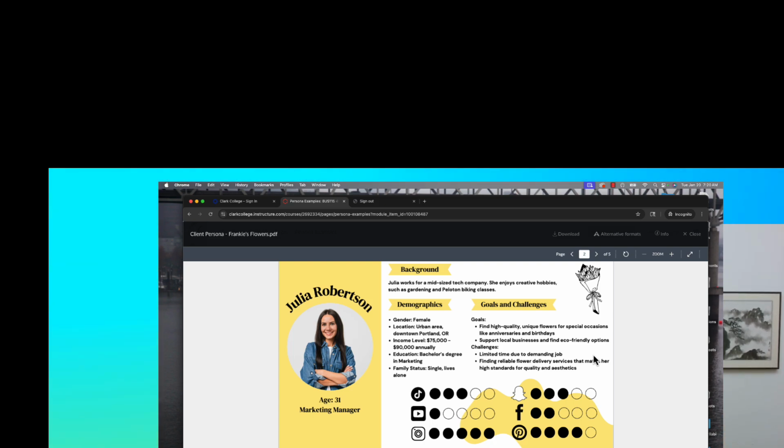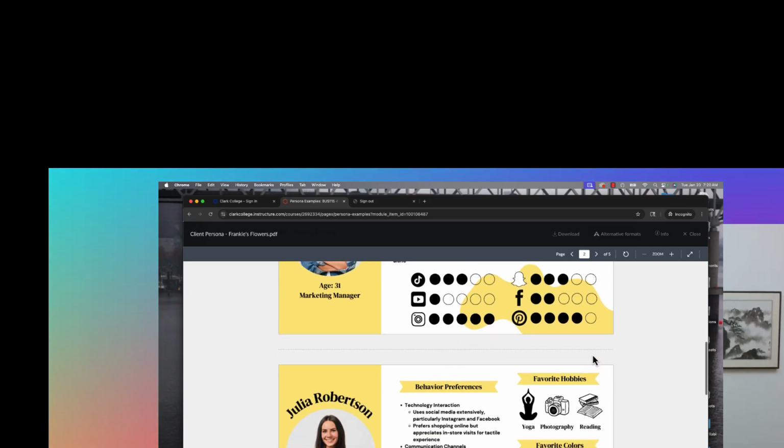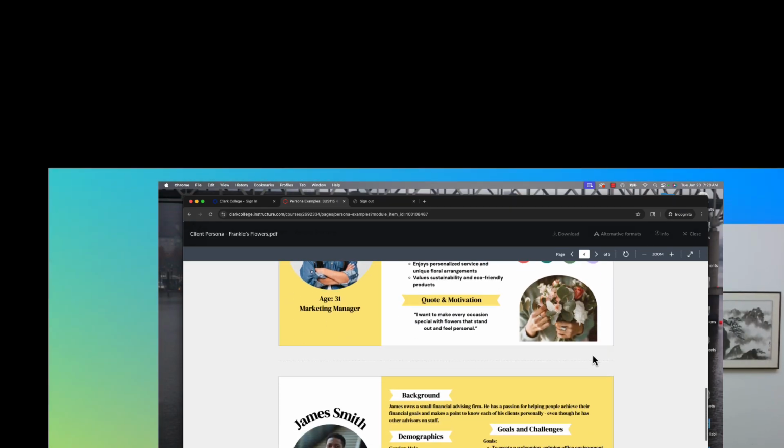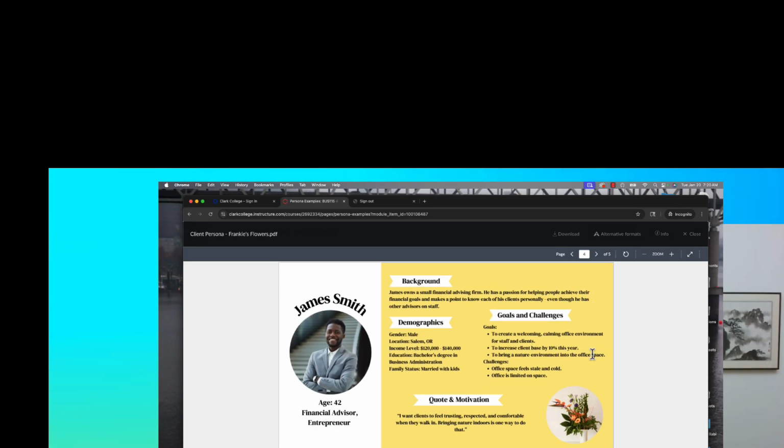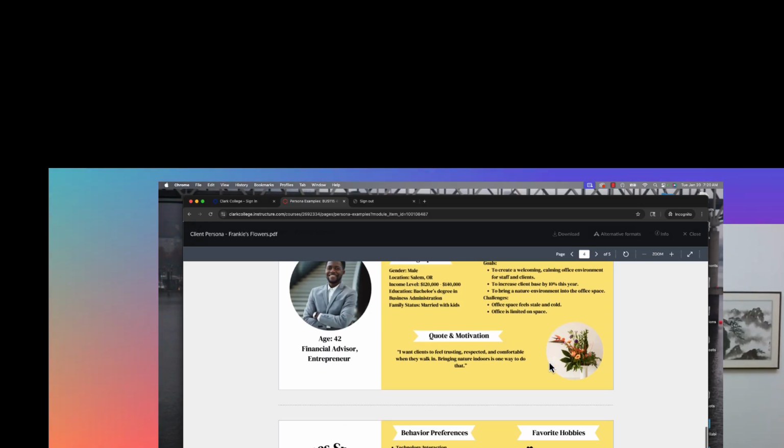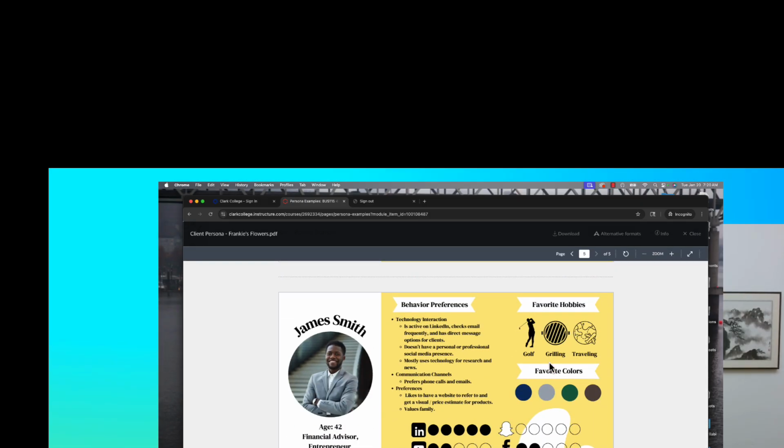You can see it's a different look and feel than Berries and Bree, but it achieves the same goal. You have James Smith, another type of person or population of people that would use Frankie's Flowers, and that's completed. That's a really good work product. So again, Bree went a little bit further and deeper. This would suffice for you.